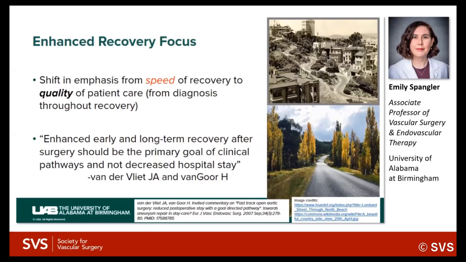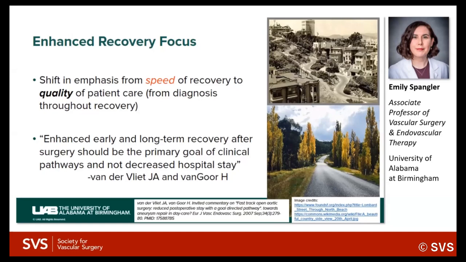Overall, I want to focus on the enhanced recovery aspect. This is a shift in emphasis from speed of recovery to quality of patient care over the course of their diagnosis through recovery, and that the speed comes as a byproduct from this. So if you think of having to get from one place to another, if you're going through a series of twists and turns and challenges of a hill, these can all make your path slower than if you have a wide open road without obstacles ahead of you. Similarly, the enhanced recovery focus, by modifying a number of different elements along the way, can help straighten out the path of recovery for our patients to make it speedier.